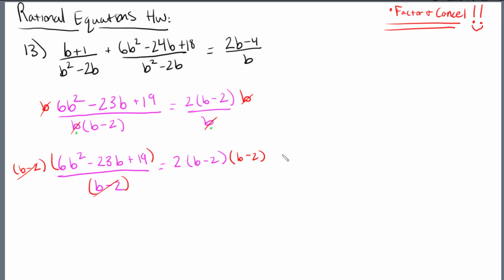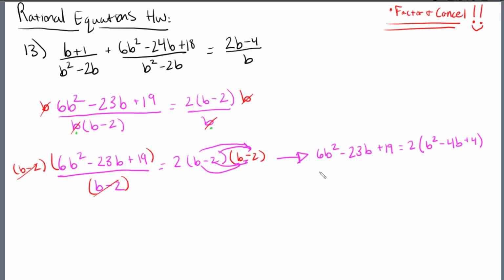So where does that leave me? Let's see. So I have 6b squared minus 23b plus 19 equals, so let's say 2. I'm going to FOIL this stuff on the right. So b times b, I have b squared, minus 2b, minus 2b, so minus 4b, and negative 2 times negative 2 is plus 4.